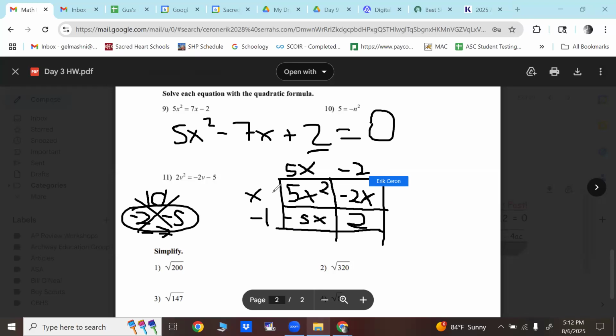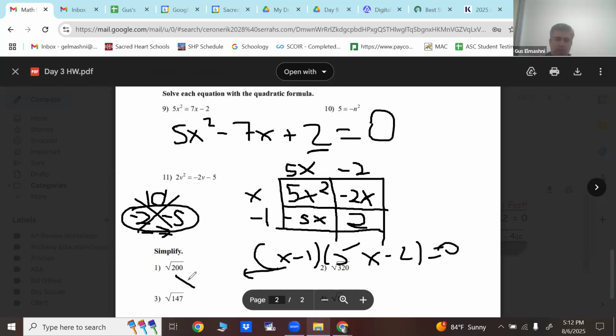Is this right? Yeah, good. So you have x minus 1, 5x minus 2. So if you solve the first one, you should get x equals 1. Solve the second one, you should get x equals 2/5.